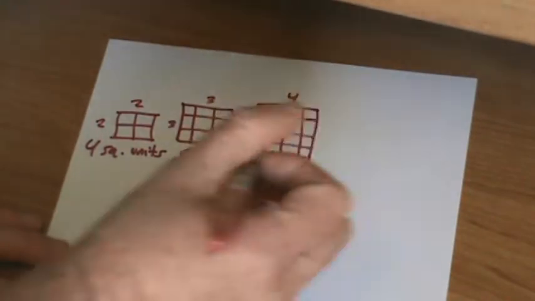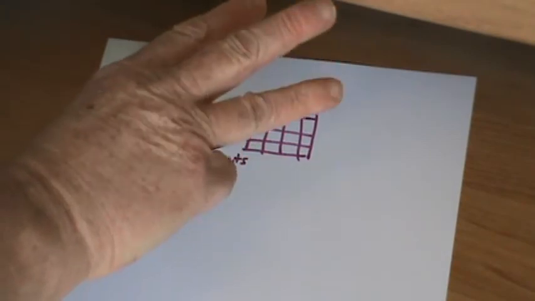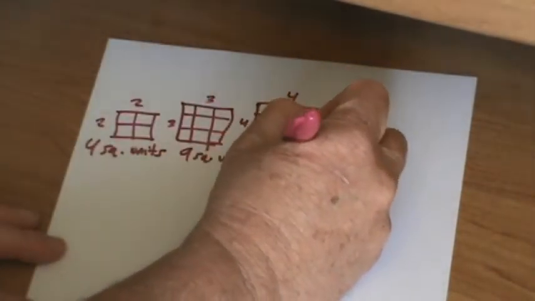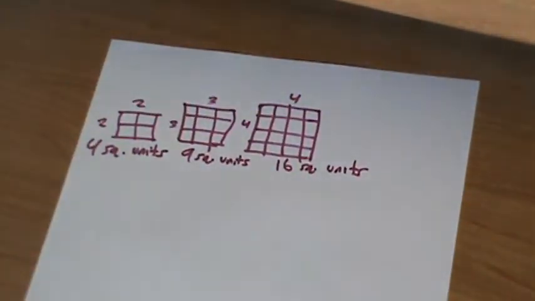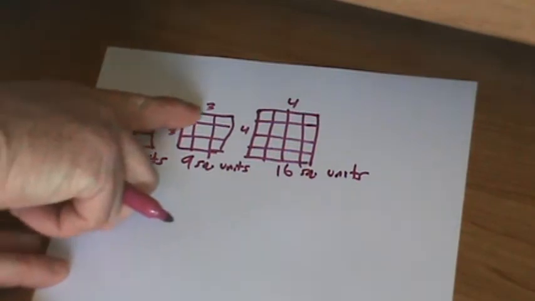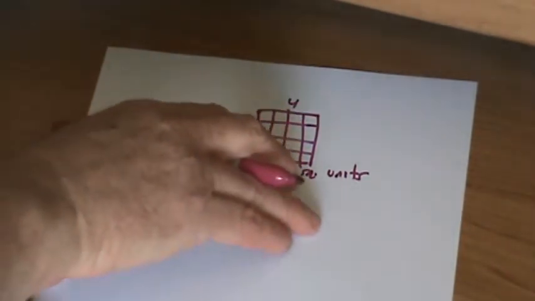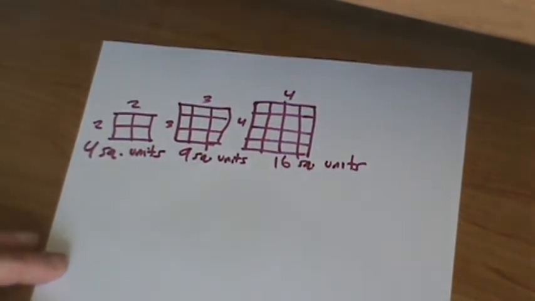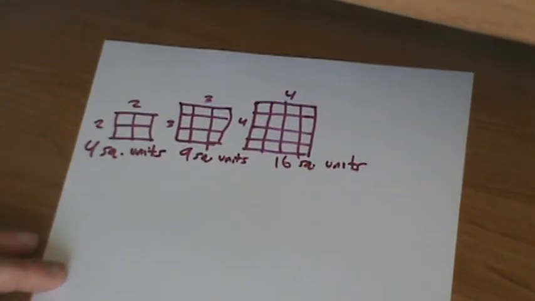I gotta get some better pens too. And then 4 times 4. 4, 8, 12, 16. This one will be 16 square units. So, what is her pattern? Well, the pattern is she just adds 1 to each side as she goes from a larger rectangle to a larger rectangle. Now we're going to draw the next 2 figures in Anna's pattern and find their area.